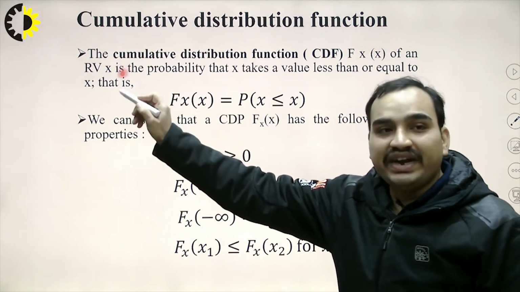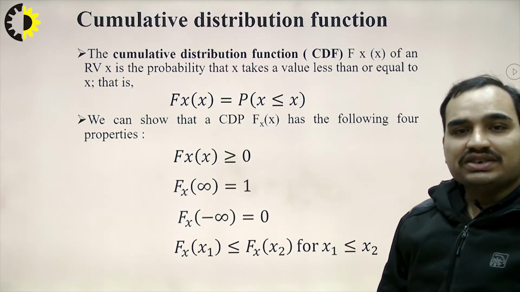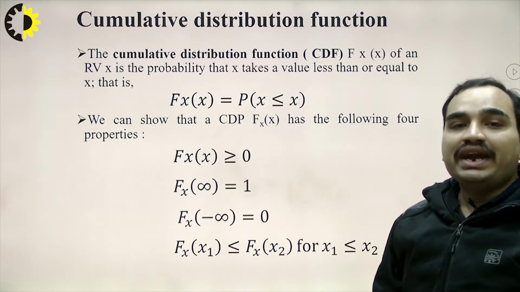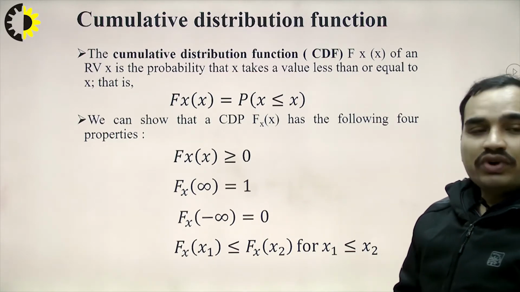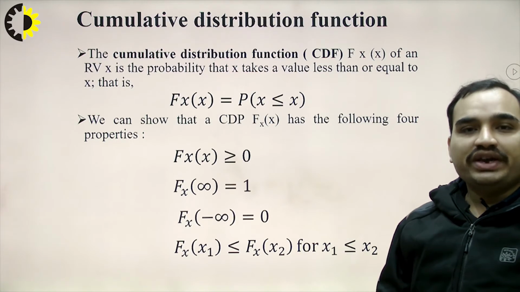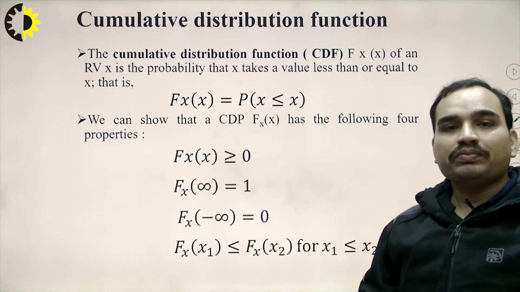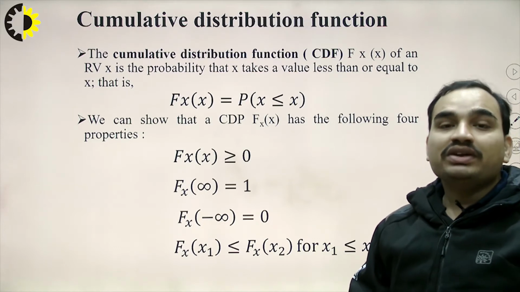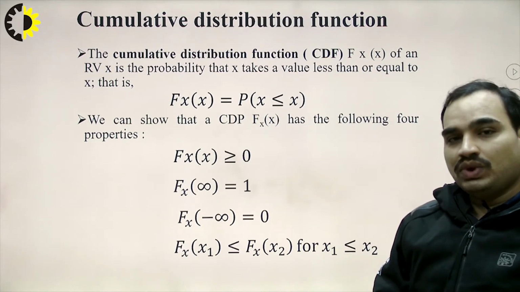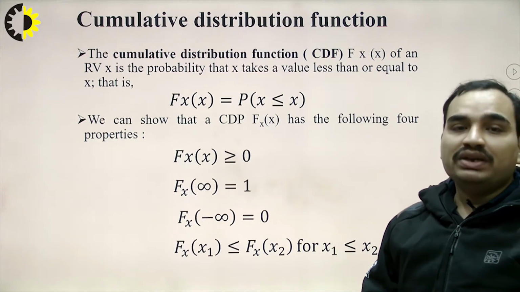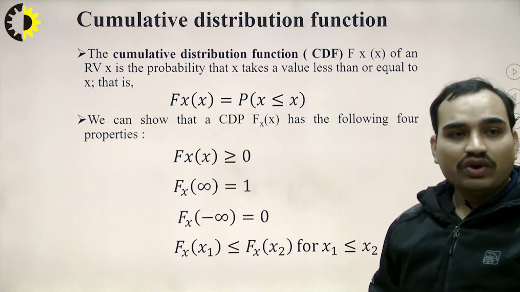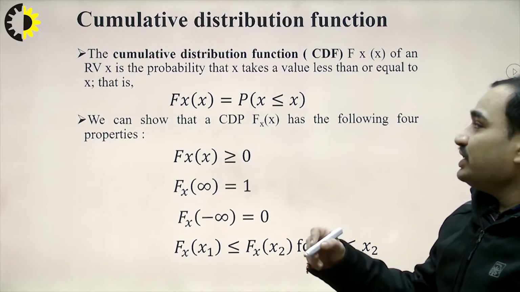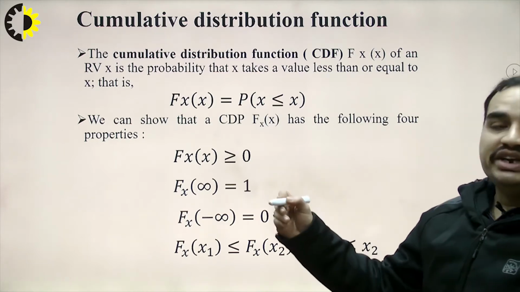X is a random variable, and we have already discussed in our previous lecture what a random variable is, which takes random values. For example, tossing a coin is an event, and the random variable may be the outcome of the event. For example, the number of heads while tossing a coin will be a random variable. So in this lecture we are going to discuss the cumulative distribution function.